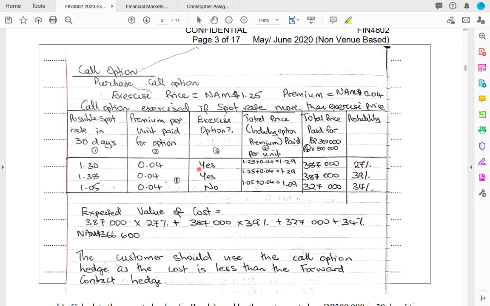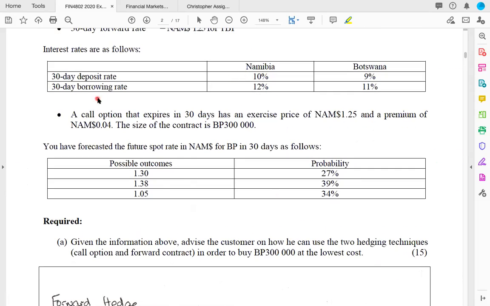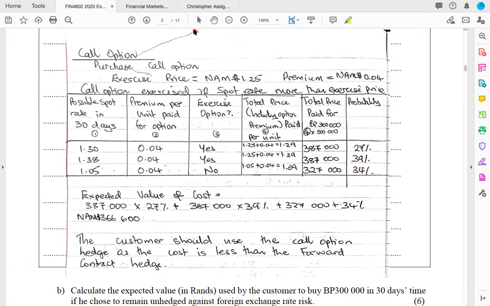So to be able to calculate the expected value or the expected cost of using a call option hedge, we need to create a table. We create a table with 6 columns, one column for the possible spot rate in 30 days. This will be given. We were given this. Let me just illustrate it to you above here. You see, we were given this table illustrating the possible spot rates. So you need a table which shows the possible spot rates in 30 days.